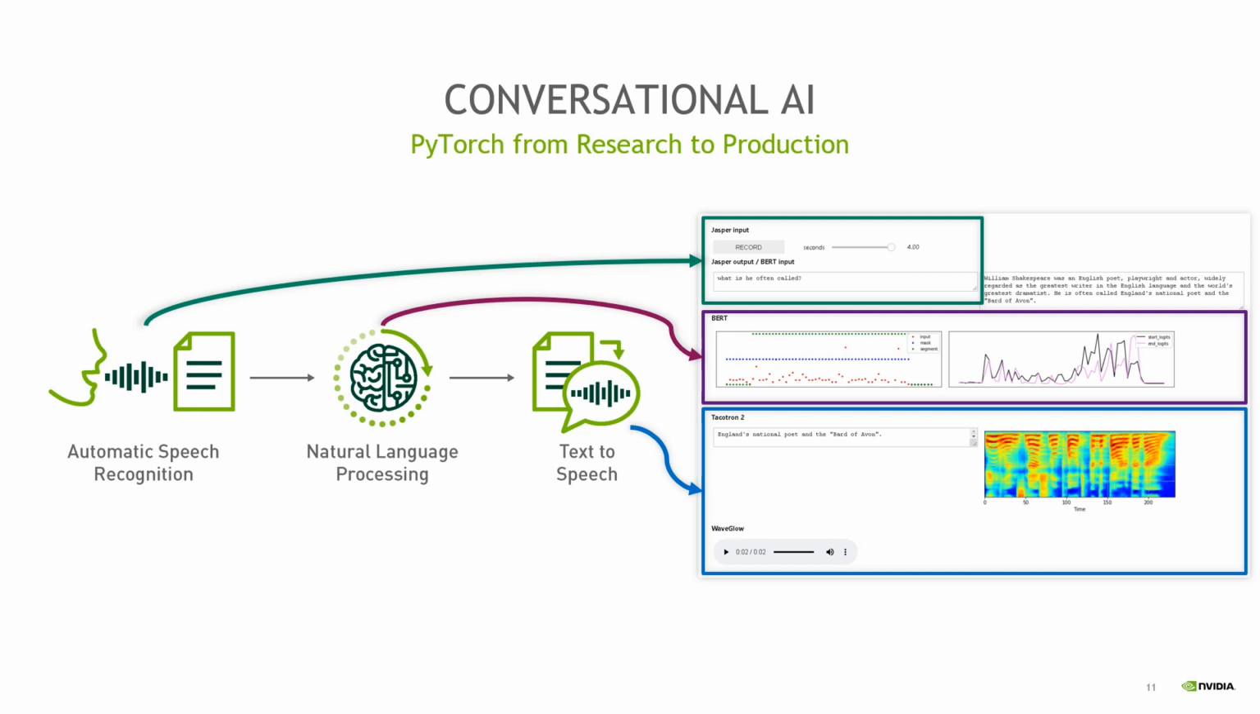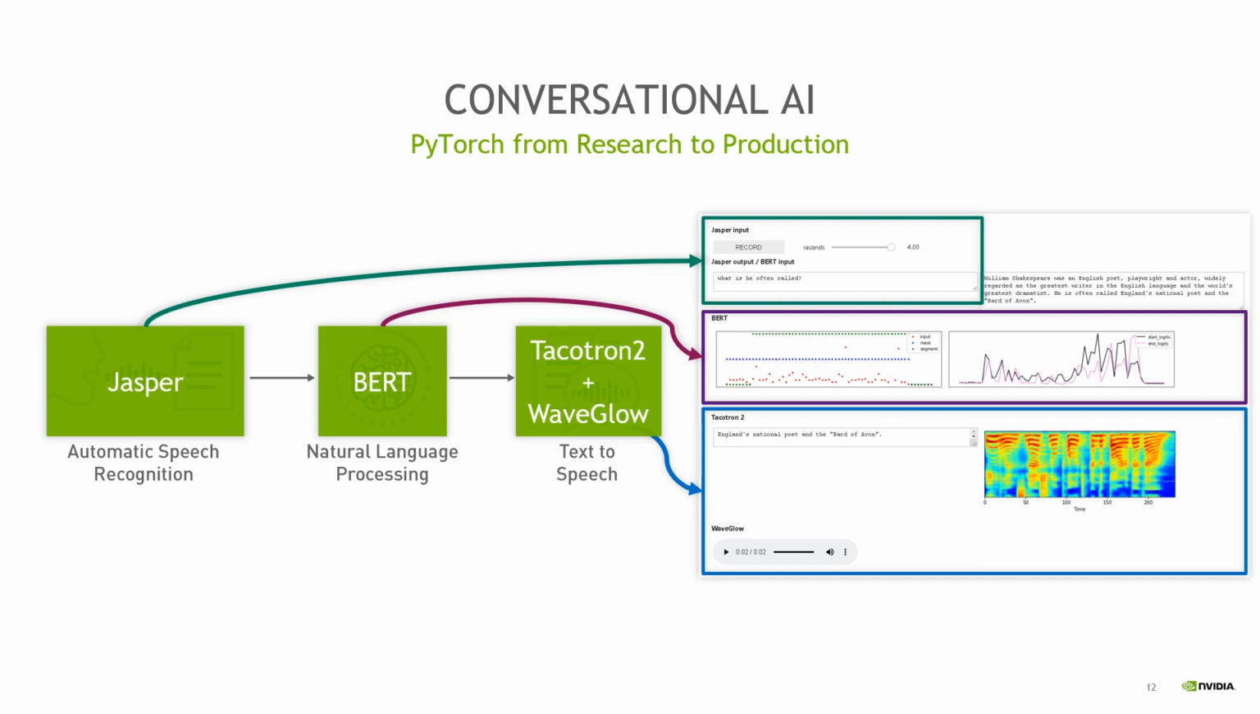At the beginning we have the Jasper model, which will accept our audio input. Then we have the BERT model, which will, given the context, answer the question stated. And at the end we have Tacotron and WaveGlow that will synthesize audio from the given answer. So these are our four models that we have used in our conversational AI system.